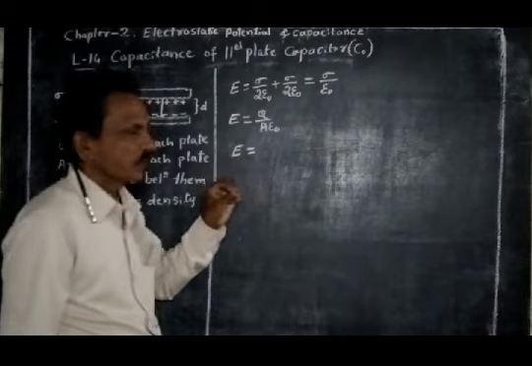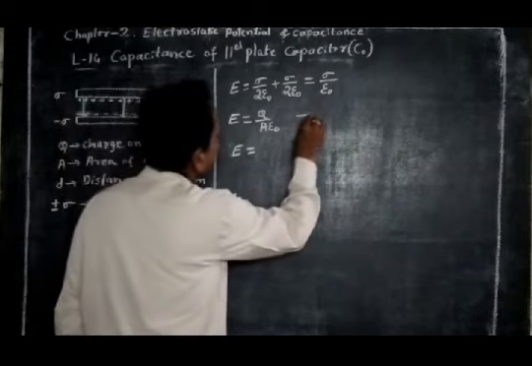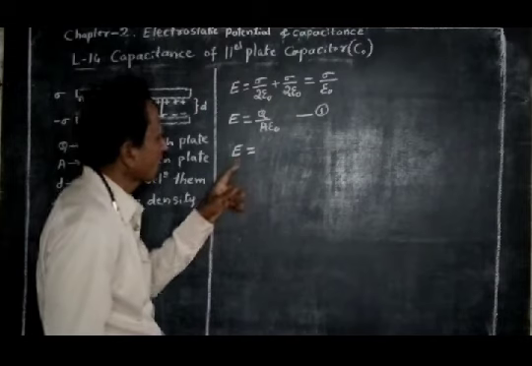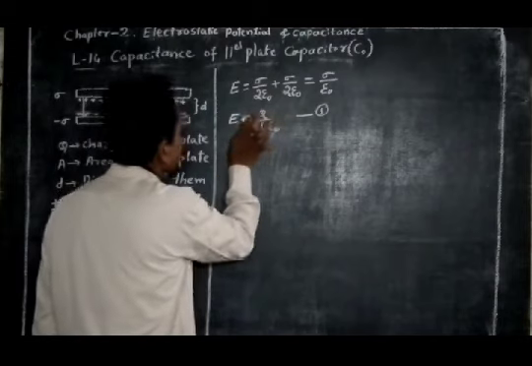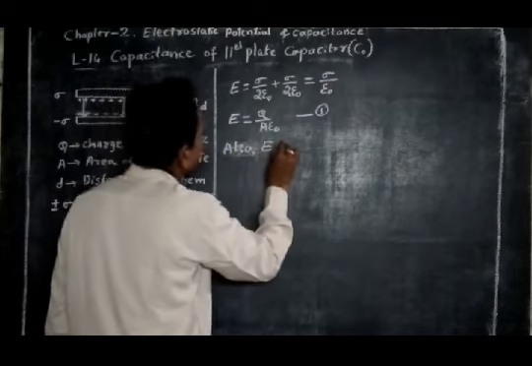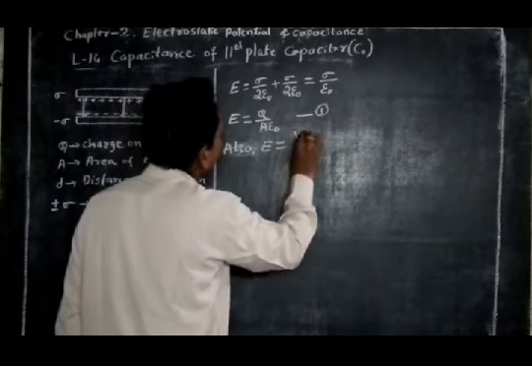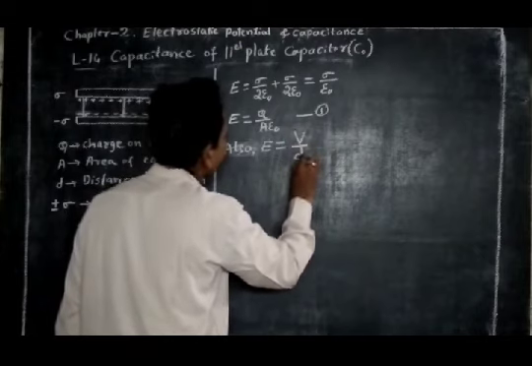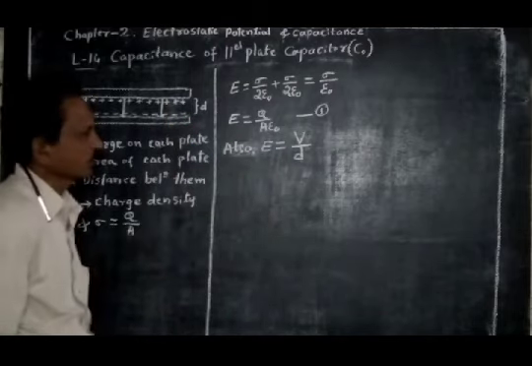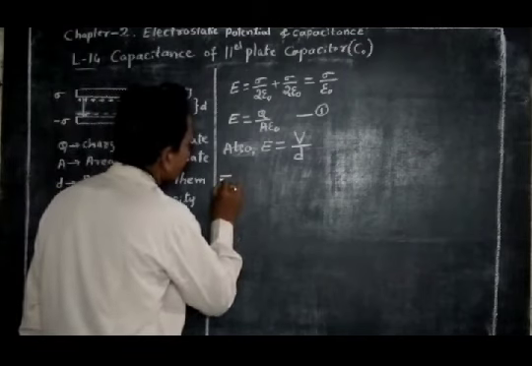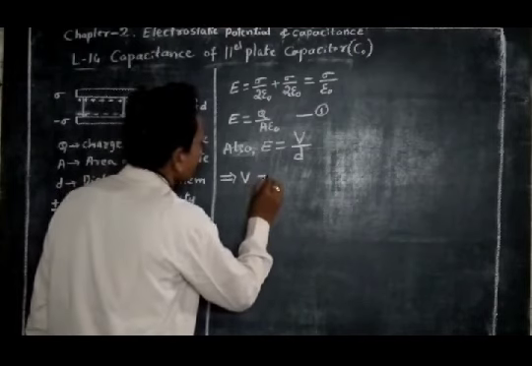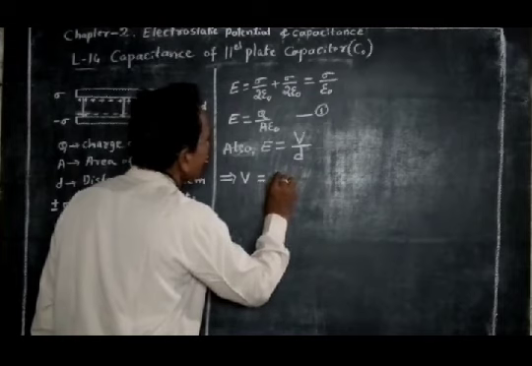Therefore, the electric field can also be written as, consider this as equation 1, E equal to Q upon A epsilon naught, and also E equal to phi upon d, where phi is the potential difference between the plates and d is the distance between the plates. This implies potential difference phi equal to E into d.